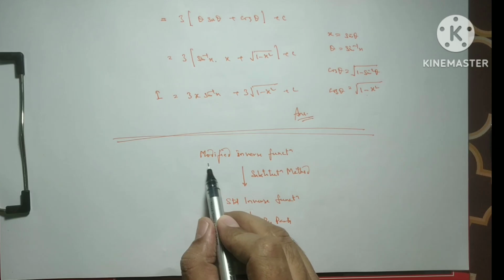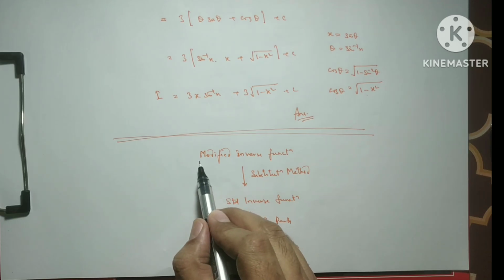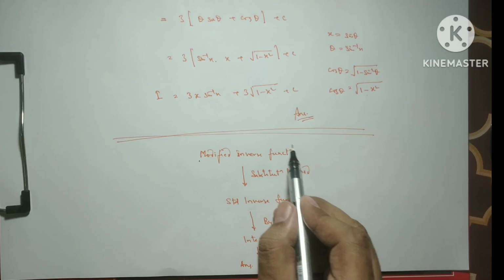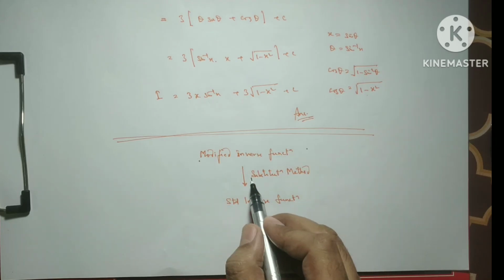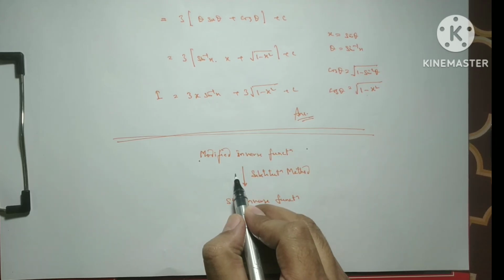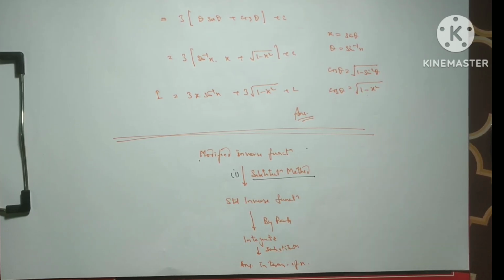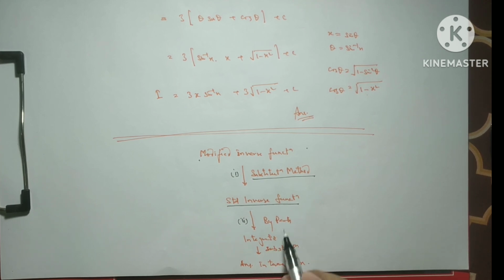So what was the working method? First we have a modified inverse form in a question. So the first step is we use substitution and make it a standard inverse function. Now we use by parts. It is the second step, and after using by parts we integrate this and we get a result in terms of theta.